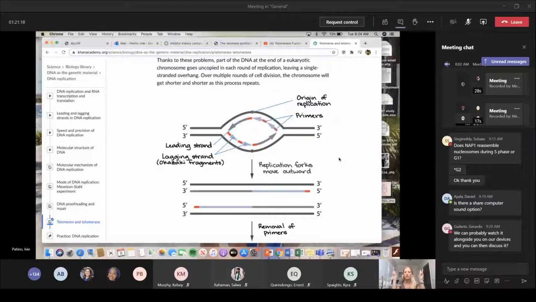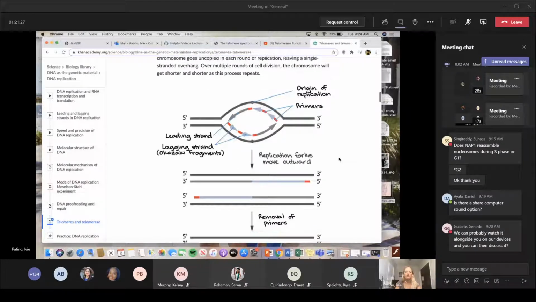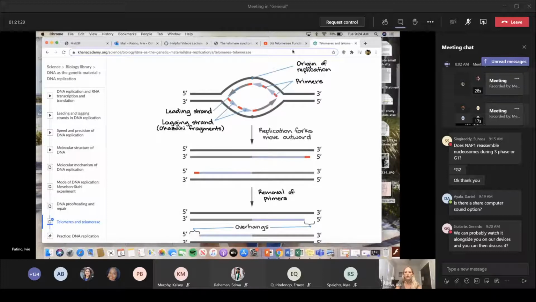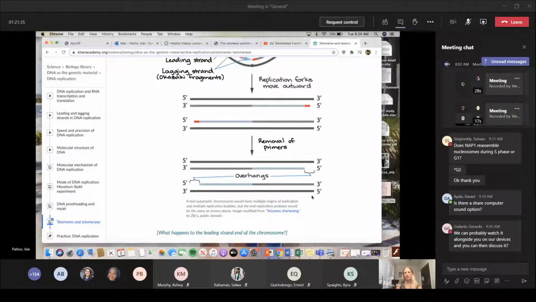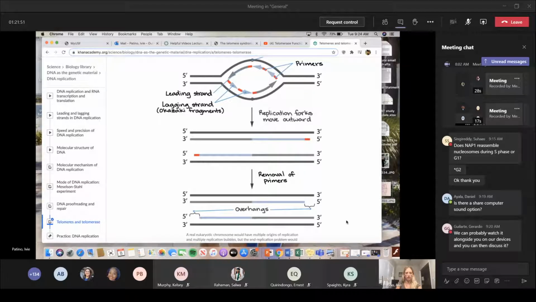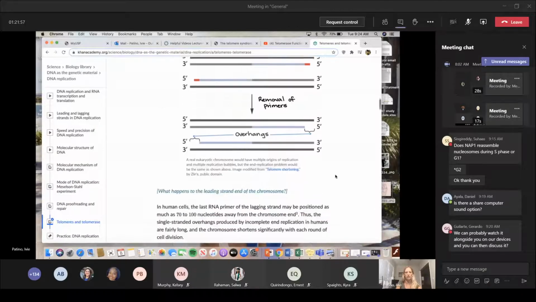So they're going to just add in this junk DNA to allow for space for that last primer and then for DNA polymerase to come in and synthesize the rest of that DNA. So here's our replication fork. And then if we look down here, after replication, we see that we don't have enough space here for our primer and then for DNA polymerase to synthesize this on both ends. So then we're going to just basically cut out this portion of DNA, which is not good.